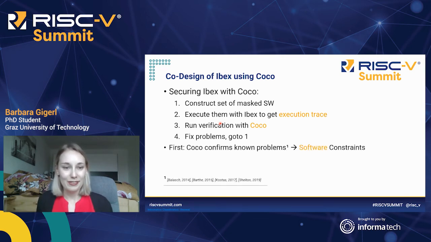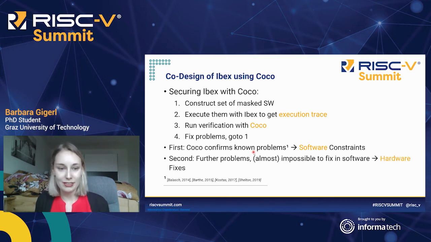And the first category of problems which were reported by Coco were things already known in the literature. And we put that into software constraints, so we changed our test programs. However, the second kind of problems were not so easy to fix in software, and some of them not even possible. So we decided to change the hardware. And in the Ibex core, we identified 3 sources of leakage.